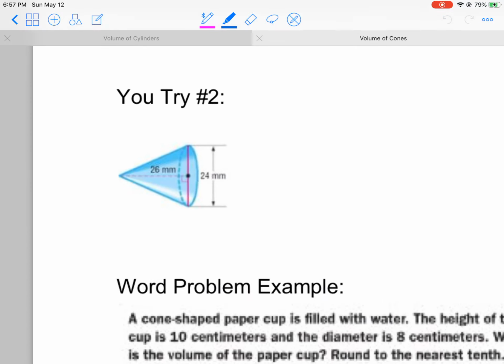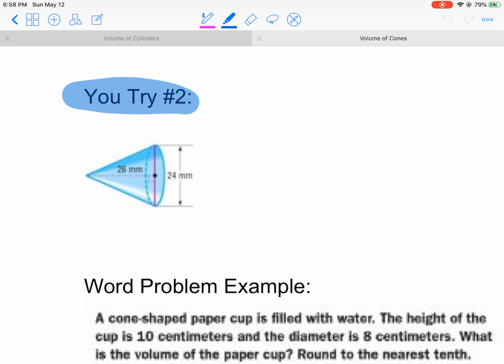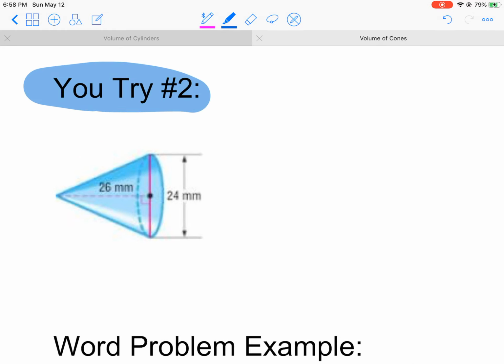Okay, let's try number 2. It's another one for you to try, but let's just make sure. The only thing different here is that you are given a diameter. So that's the diameter. Remember, when you go to do your formula, you need to take half of the diameter. Radius is equal to 1/2 of d. So just remember that. Otherwise, you should have no trouble.